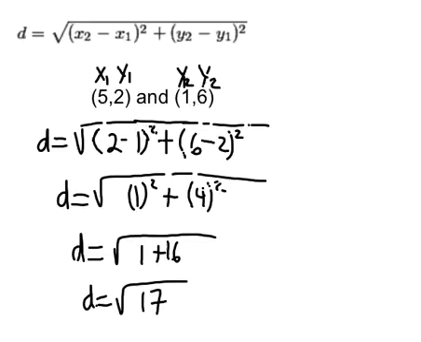Now, if I look at the factors of 17, I have 1 and 17. This is an odd number, so I can't divide by 2. I'm looking for all the factors of 17 here. It's not divisible by 3. It's not divisible by 4, 5, 6, 7, 8, 9, or 10. So I found all the factors. So this is as simplified as it gets. So I'm going to leave it right there.